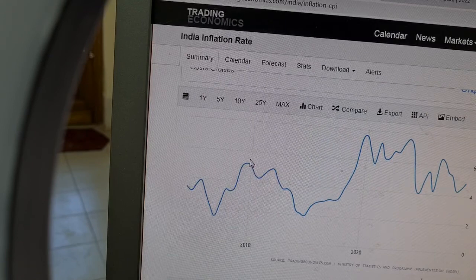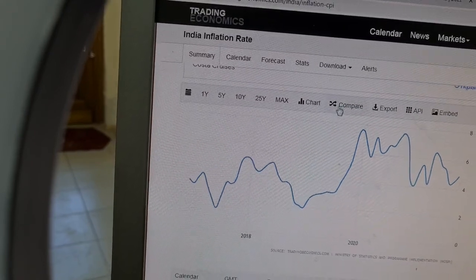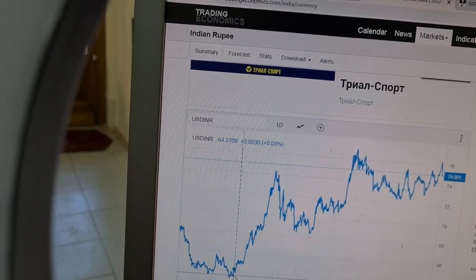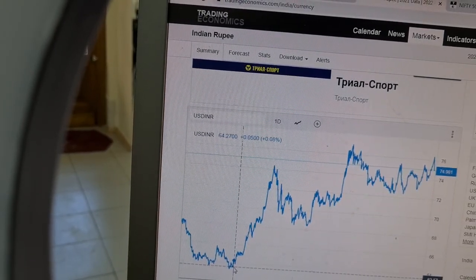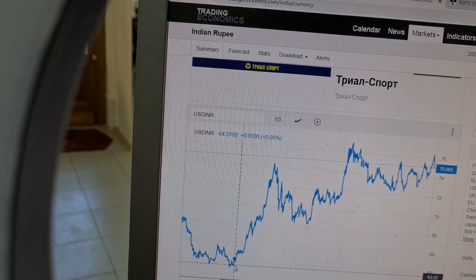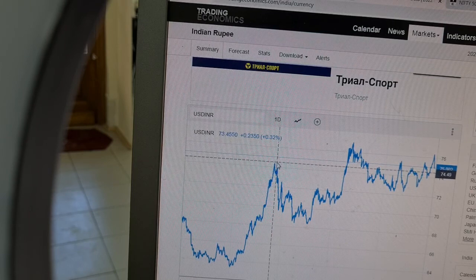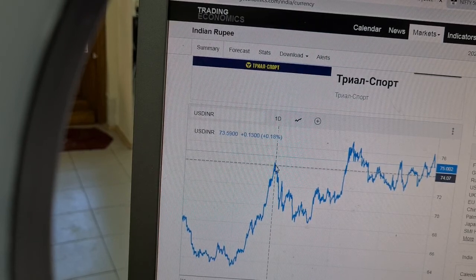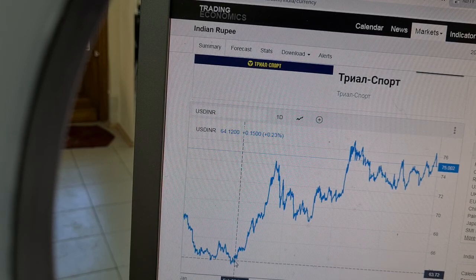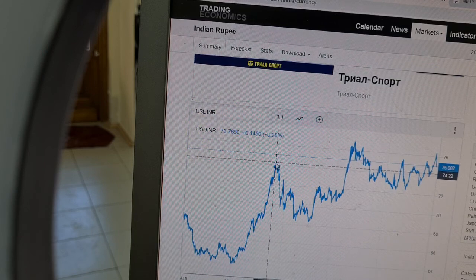Less than 2% to shot up by almost... Now look at Indian USD INR. This is the journey of INR USD. It depreciated, meaning the rupee depreciated by 12%, from around 63 and a half to almost 74 and a half, you can see.